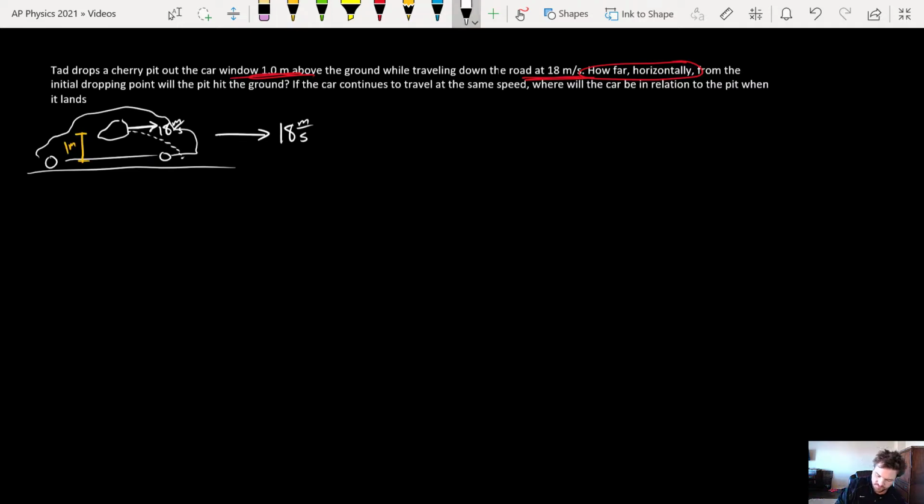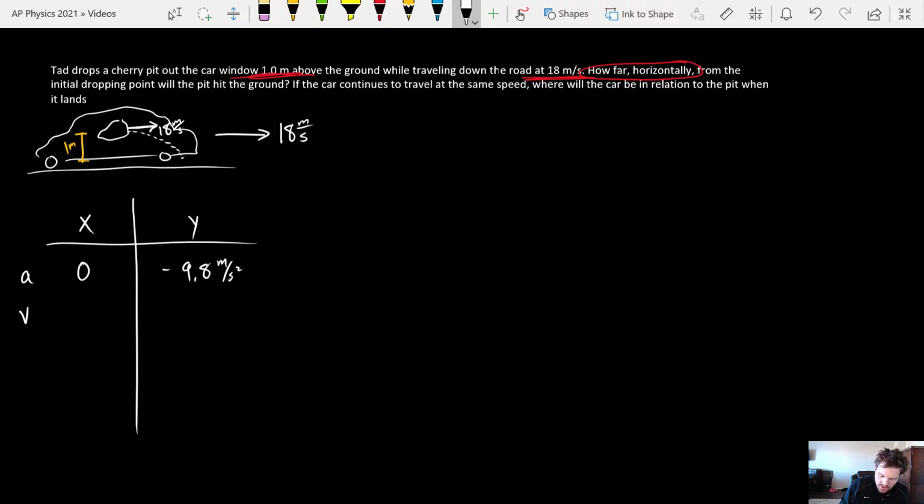Let's make our table. I'm going to make it over here. What do we know? We know acceleration in the x is always 0 and in the y is always negative 9.8. We know initial velocity in the x is 18 meters per second. We do know the initial y velocity because it is dropped. The initial y velocity is always 0 for something that is dropped.